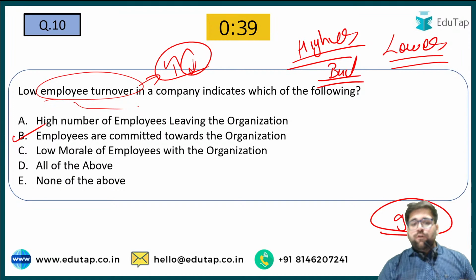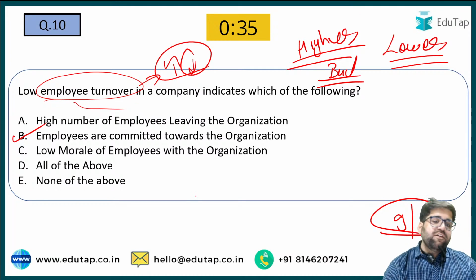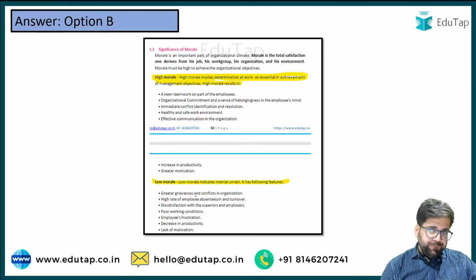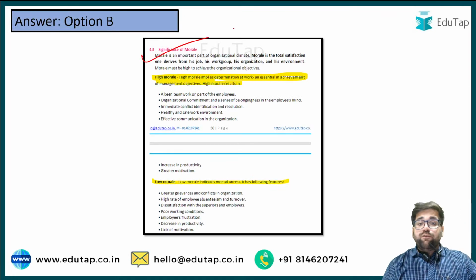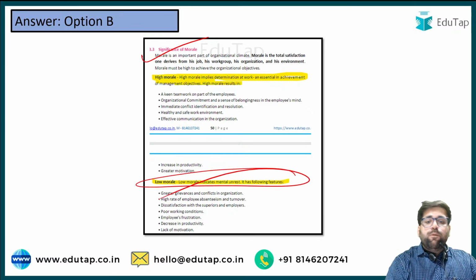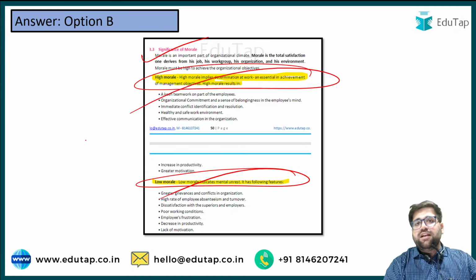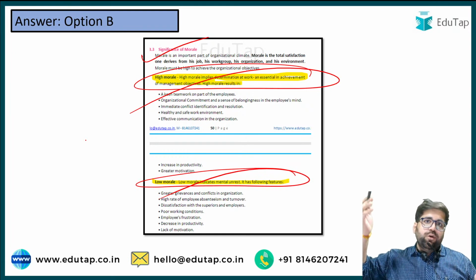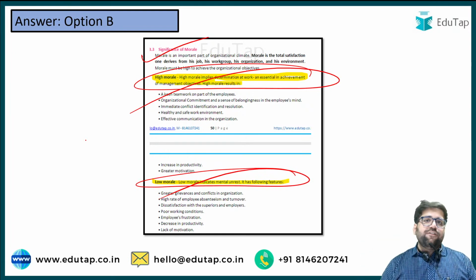Now if you want to link this topic, you can definitely link it to the morale part. Morale versus motivation is a very important concept. Significance of morale: you have to understand what low morale indicates and what high morale indicates. When it comes to employee turnover, if there is a high employee turnover, many people are leaving, then definitely it means that your company morale is low. Vice versa, if there is a low turnover.